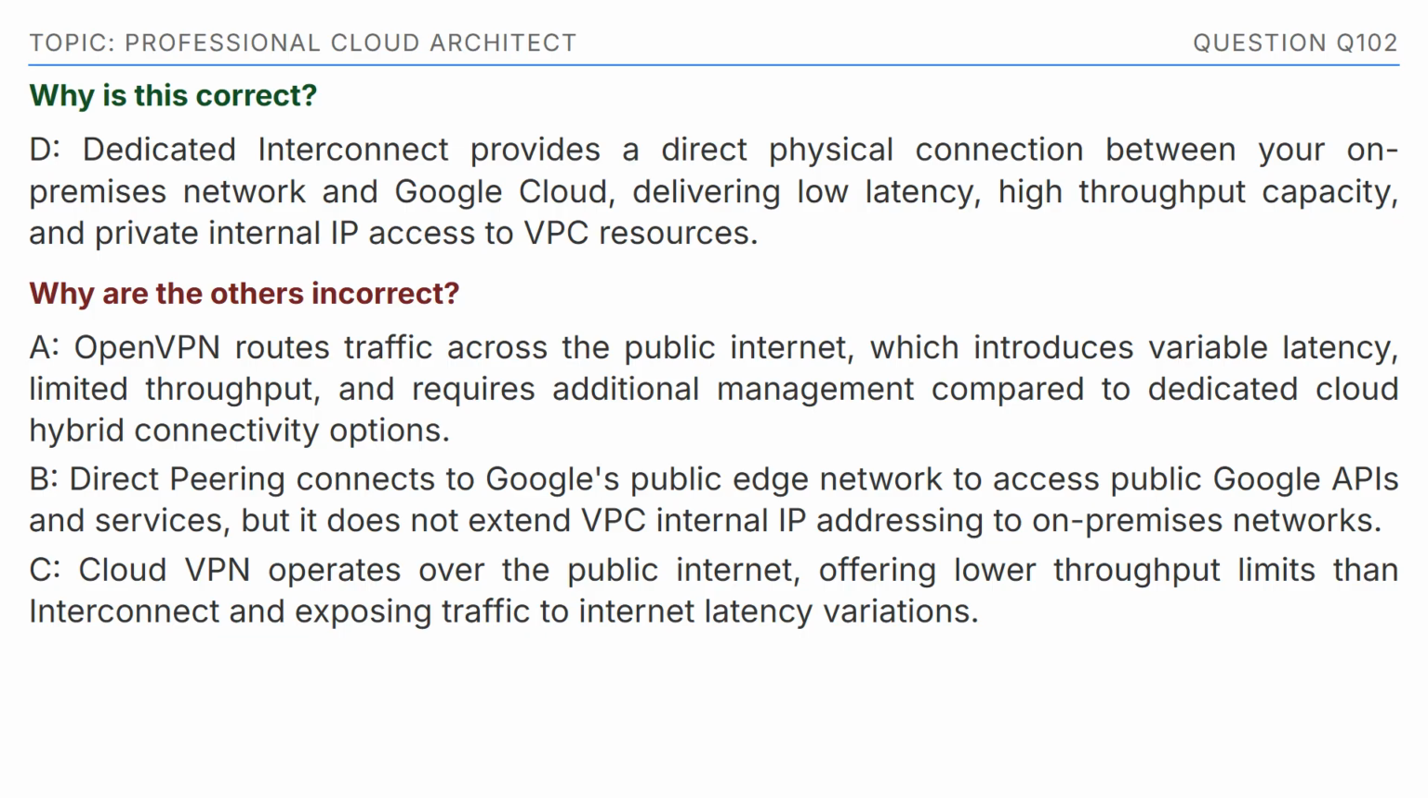Why are the others incorrect? A. OpenVPN routes traffic across the public internet, which introduces variable latency, limited throughput, and requires additional management compared to dedicated cloud hybrid connectivity options. B. Direct peering connects to Google's public edge network to access public Google APIs and services, but it does not extend VPC internal IP addressing to on-premises networks. C. Cloud VPN operates over the public internet, offering lower throughput limits than interconnect and exposing traffic to internet latency variations.